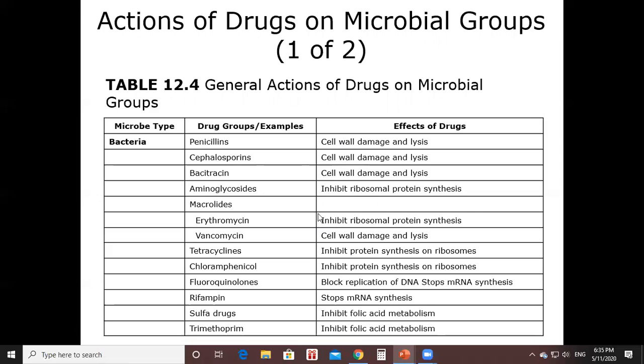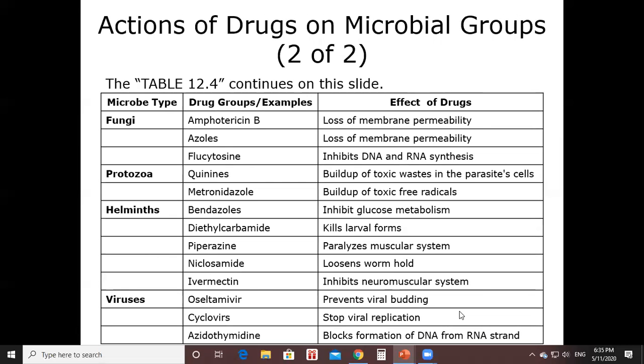Then you start going with the others. Some inhibit ribosomal protein synthesis. Erythromycin does, and vancomycin acts on the cell wall, but you look at the different ways that these common antibiotics affect the cells. In terms of fungi, there is loss of membrane permeability, and other drugs inhibit DNA and RNA synthesis. So these are some of the ones that are effective, but you see the closer the microbes are to us, the more the drug could actually affect us.